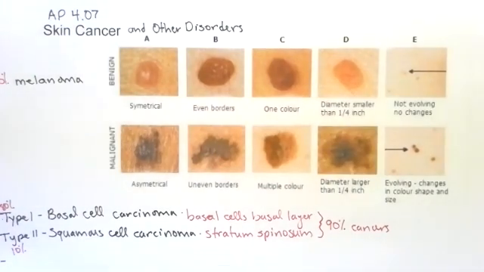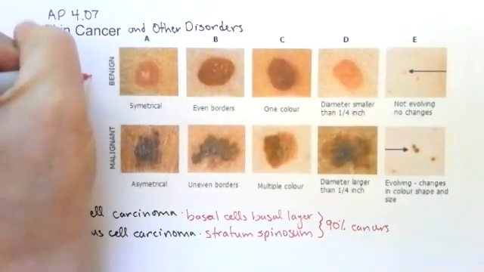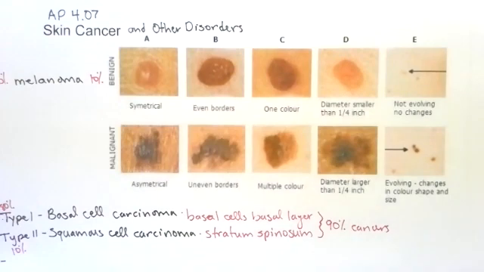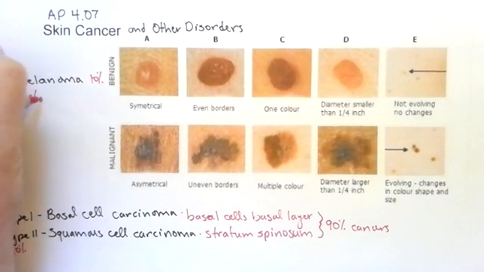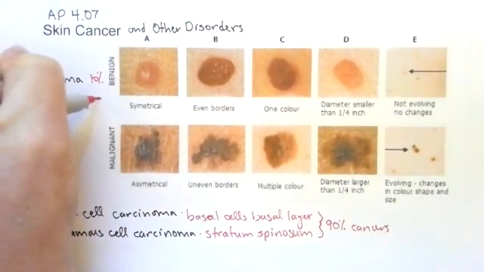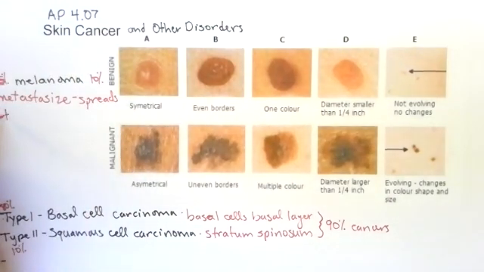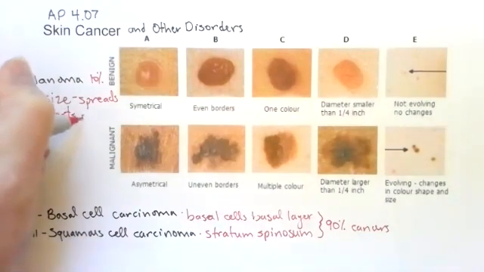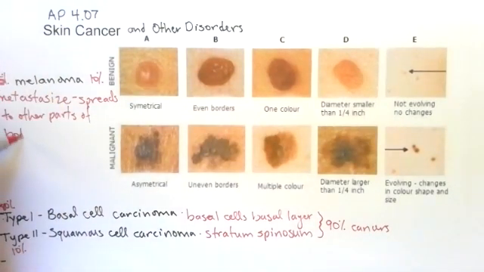10% are melanomas, and melanoma is really what you need to be concerned about because melanoma is what we call an aggressive cancer, and it does what is called metastasize. It metastasizes, which means it spreads to other parts of the body. And it's not just in the elderly.